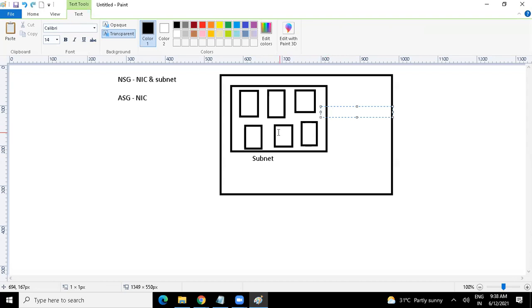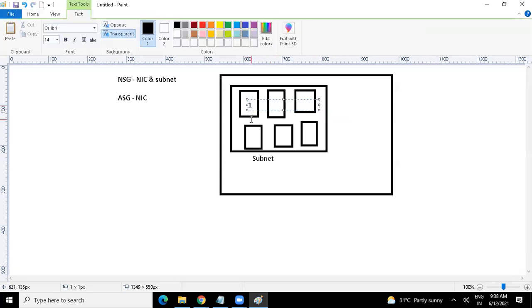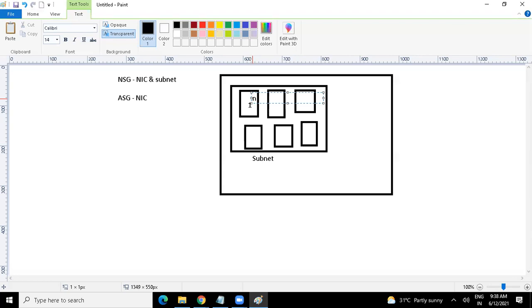But now let's say the requirement is that we only need to apply the NSG on VM number one. For VM number one, we want a different rule. Then we will assign it at a NIC level.